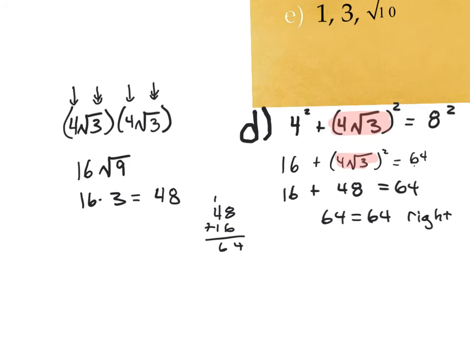I just thought we did the FOIL and that's all confused on that part. So here's where the numbers came from. Outside number times outside number became this. Inside number times inside number became this. The square root of 9 is 3. And then 16 times 3 is 48. Oh, okay.